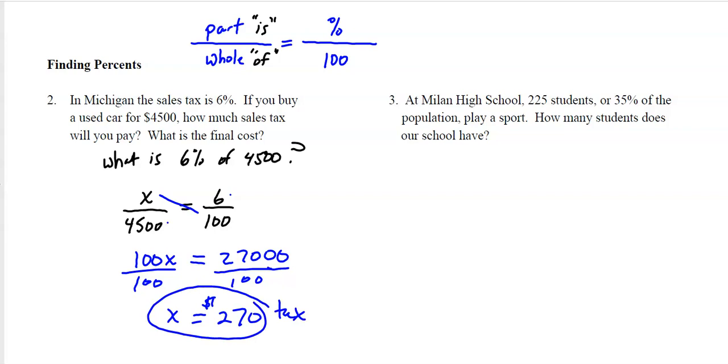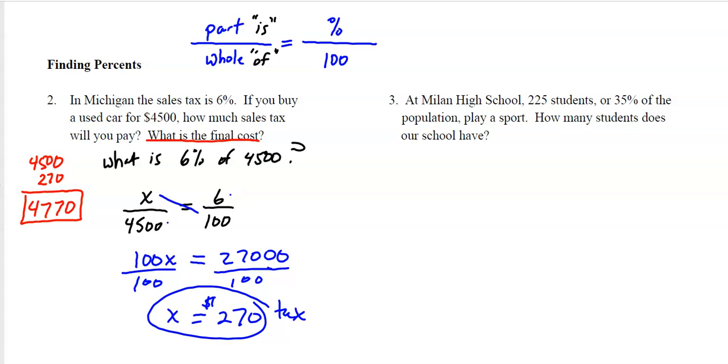Well, then it says, what is the final cost? And for the final cost, I just have to add the tax back in. So 4,500 plus 270, 4,770.